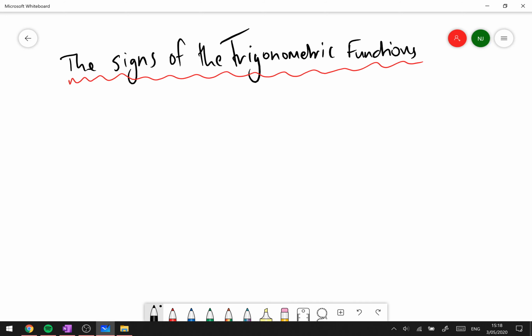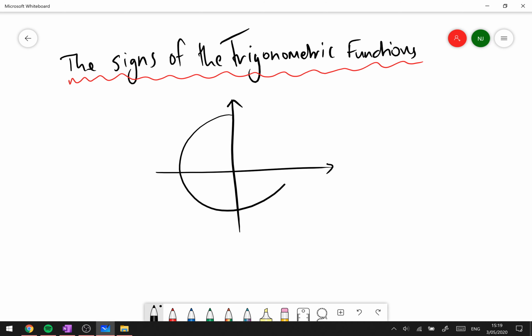The signs of trigonometric functions. So the signs of trig functions change depending on which quadrant you're looking at. So we're going to start off by looking at our circle on the Cartesian plane.